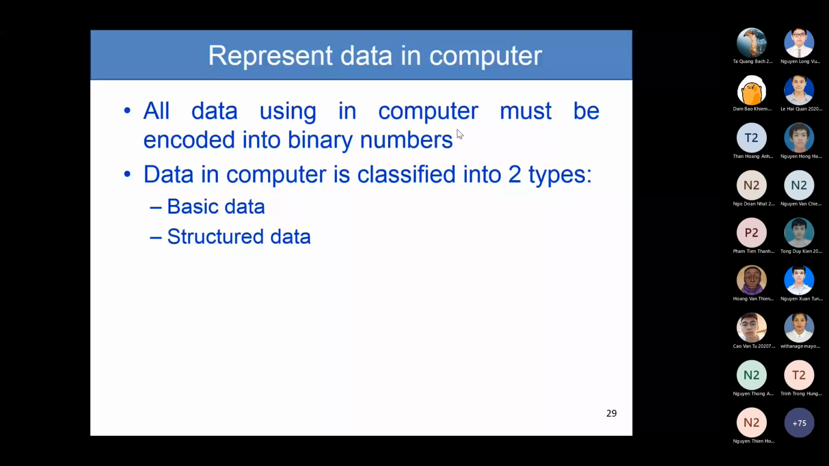Okay, so data in a computer is classified into two types. The first one is basic data, such as characters like ABC, or numbers, integers, real numbers. The second one is structured data, like a picture, right? So how can we represent a picture? How can we store a picture in your computer? For example, you take a picture whose resolution is, for example, very small, like a 1 megabyte picture.